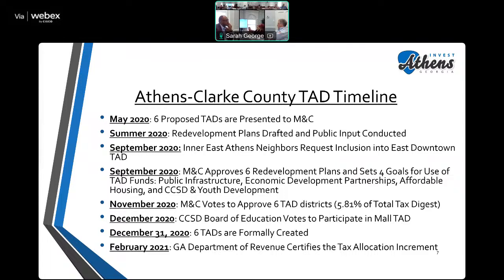As far as the 4 goals set for us: public infrastructure, economic development partnerships, affordable housing, and youth development and collective services for CCSD.